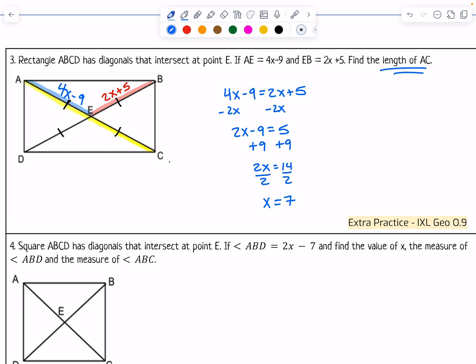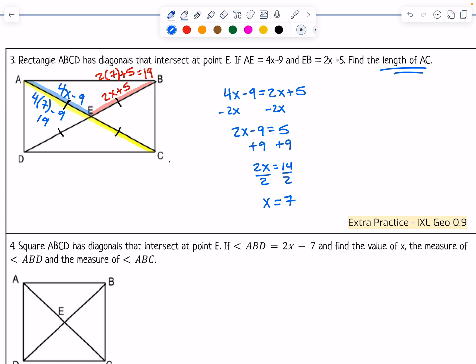Since they are equal, like congruent, we can plug it into either one, and it should give us the same thing. So 2 times 7 plus 5 gives us 14 plus 5, which is 19. So notice 4 times 7 minus 9 would give us the same thing.